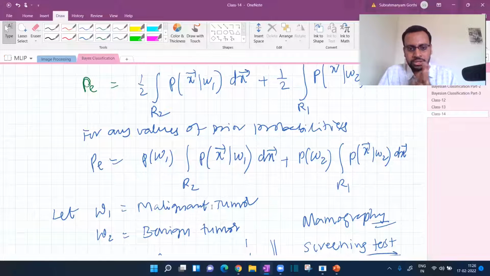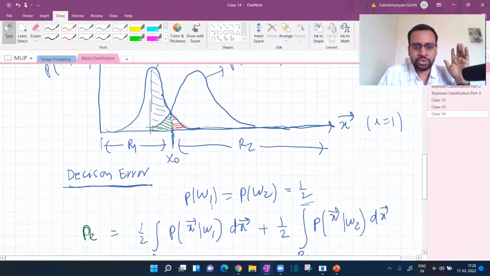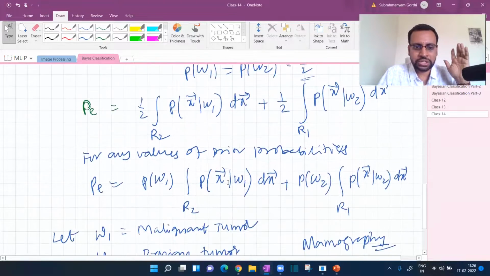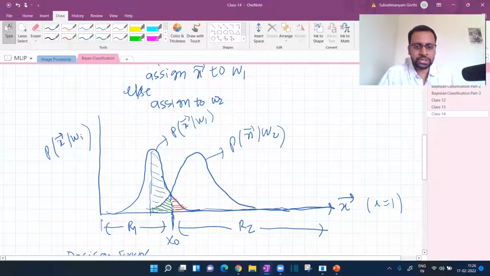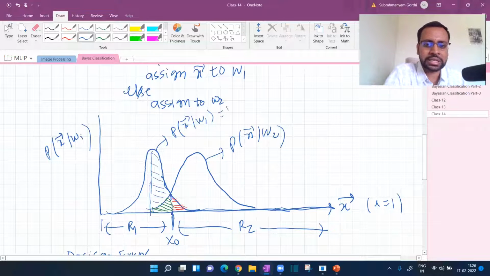Listen to me carefully. So now the way you could do classification here is you minimize this error, where if something belongs to class 1, let's call this a malignant tumor here, and this a benign tumor.